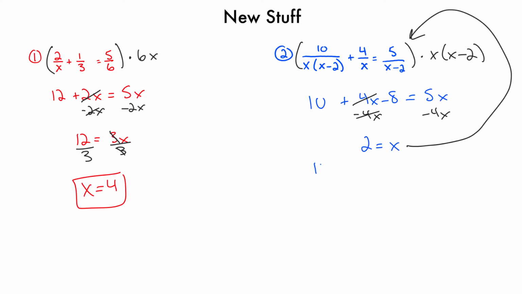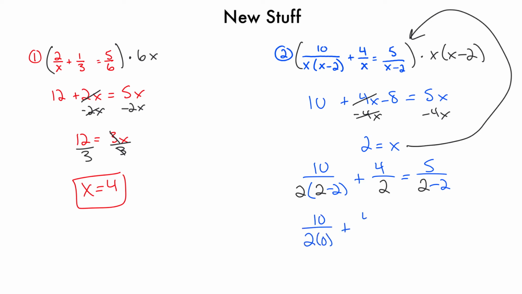If I do that, I'm going to get 10 over 2 times the quantity of 2 minus 2, plus 4 over 2, equals 5 over 2 minus 2. That gives me 10 over 2 times 0 plus 4 over 2 equals 5 over 0. That means 10 divided by 0 plus 4 divided by 2 is equal to 5 divided by 0. Hopefully at this point you should see the issue. You can't divide by 0.